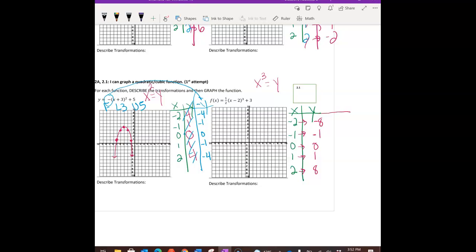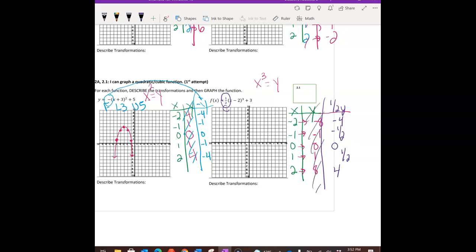Now, will they stay that way? No, because we do have a flip. Oh, let's change this. Not a flip, a compress. That fraction is a compress. So I'm going to take all these y's and I'm going to cut them in half. So negative 8 cut in half is negative 4, negative 1 cut in half is negative half, 0 is still 0, 1 cut in half is a half, and 8 cut in half is 4.